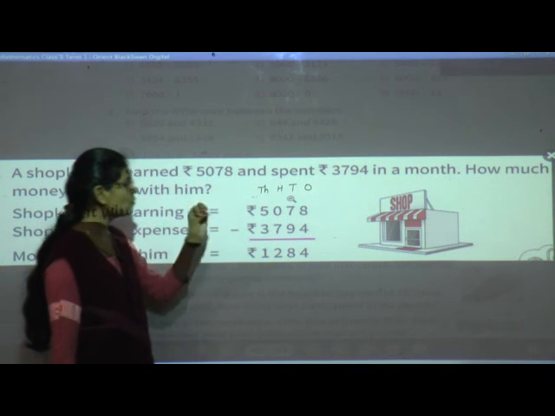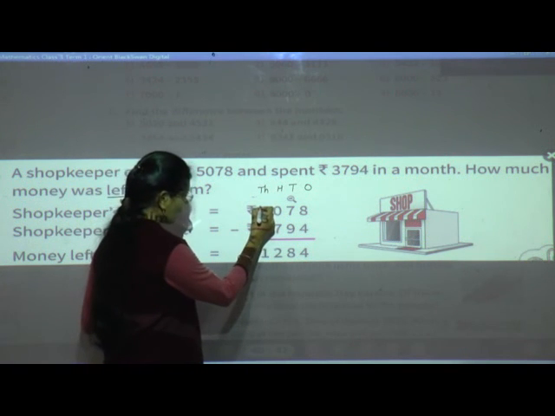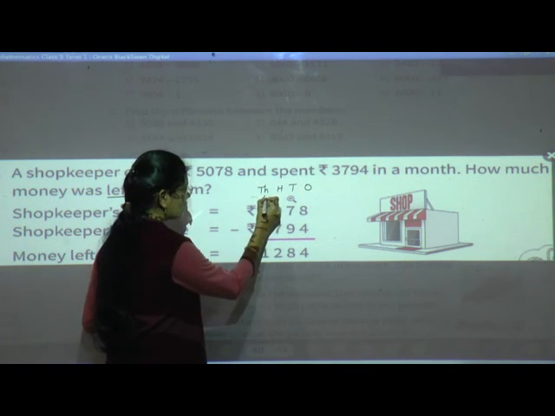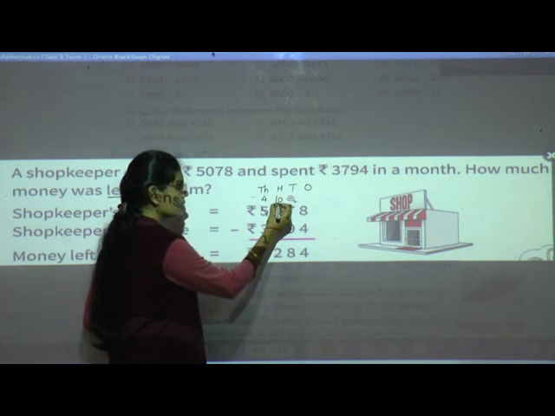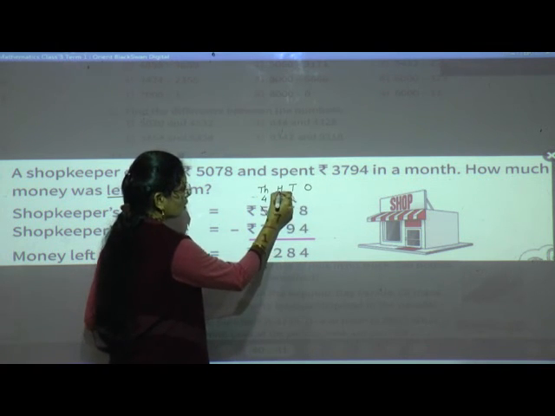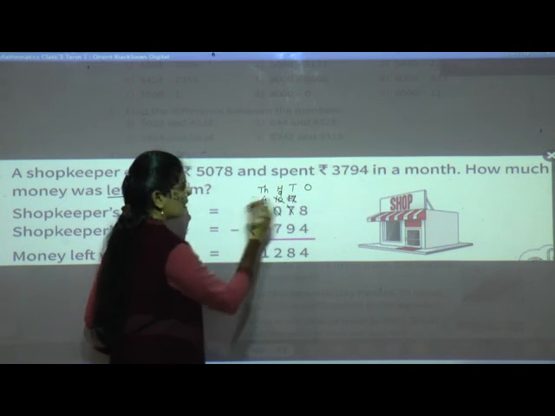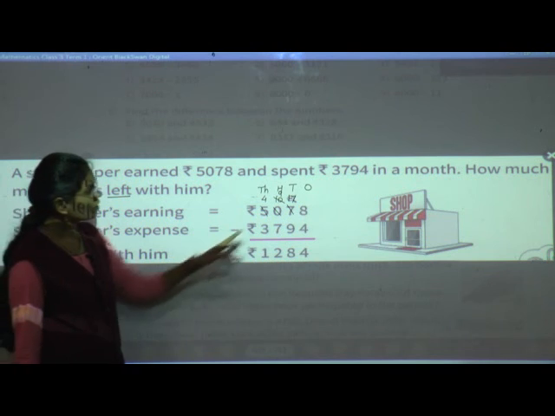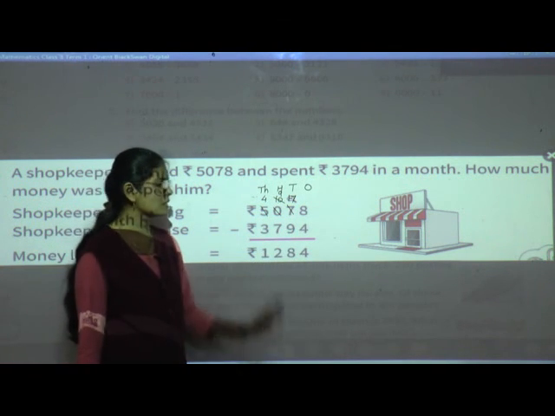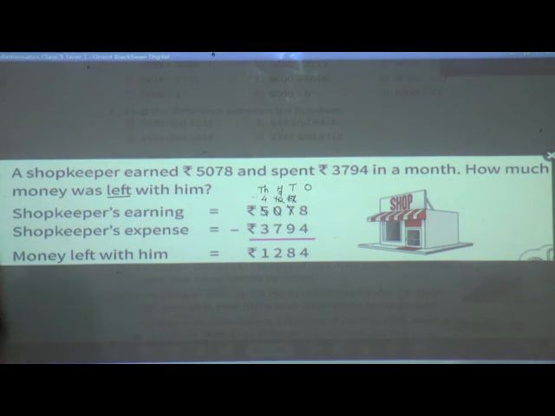Now he is having 5. So we will take one borrow from this 5. So 5 minus 1 it will become 4 and this 0 will become 10. Now from this 10 we will take one borrow. So this will become 9 and here 17. Okay. Now do the subtraction. 17 minus 9. After 9 count your fingers till 17. 17 minus 9, yes, 8.